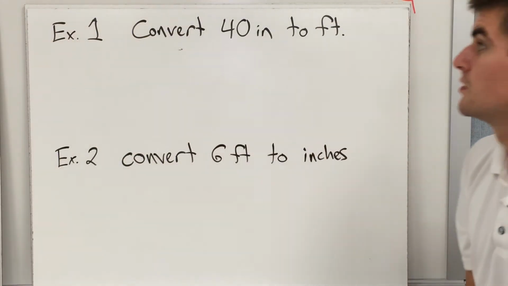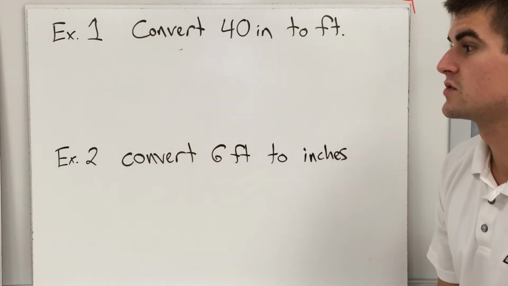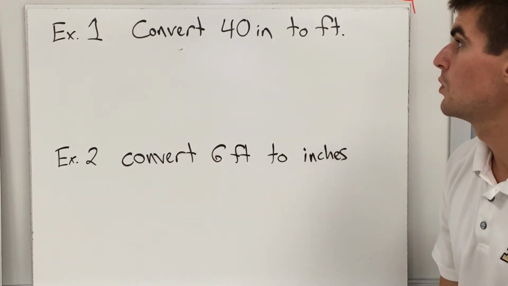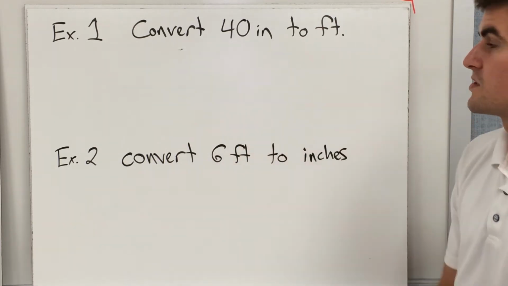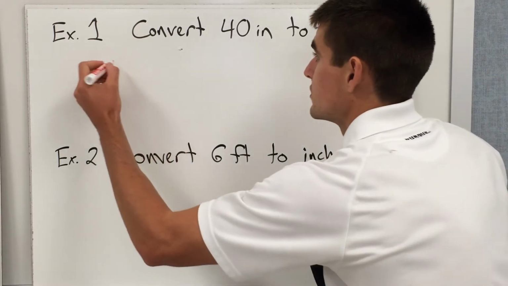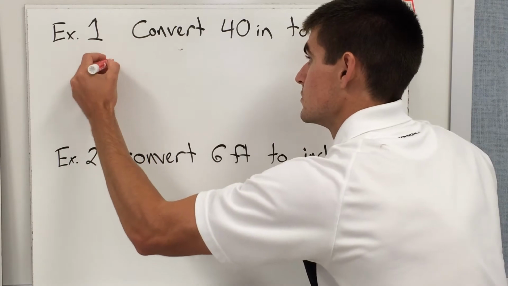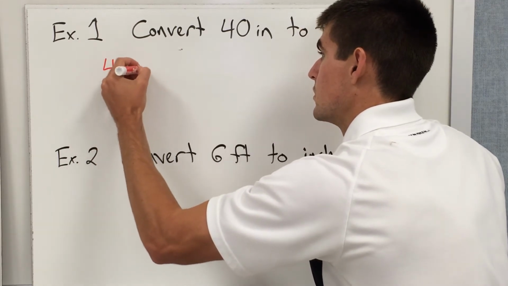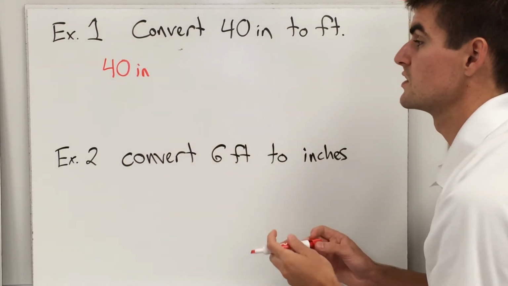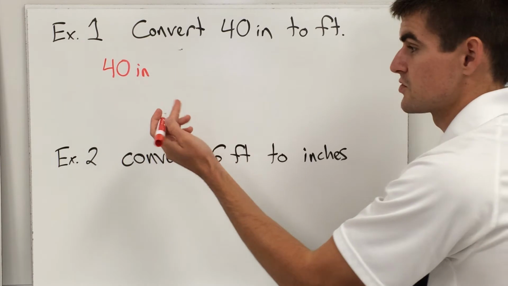So example 1, we'll start off with something you know how to do, but show you using this dimensional analysis train track method. So convert 40 inches to feet. First thing you want to do is just start off with whatever you're given. So the only number we're given is 40 inches. Notice I put a label here. It's very important because the whole idea of this is to keep track of those units. And then we draw some train tracks.